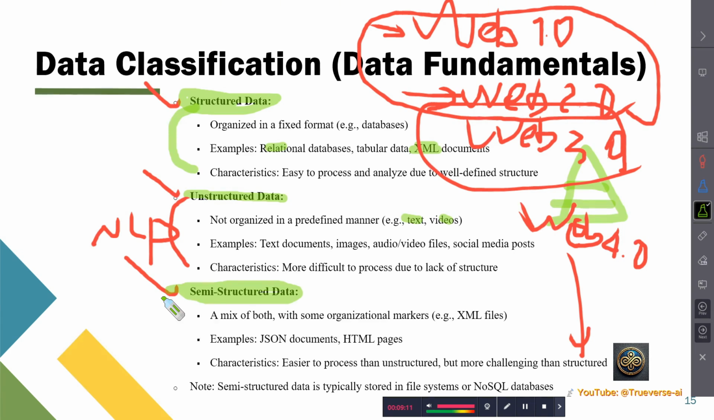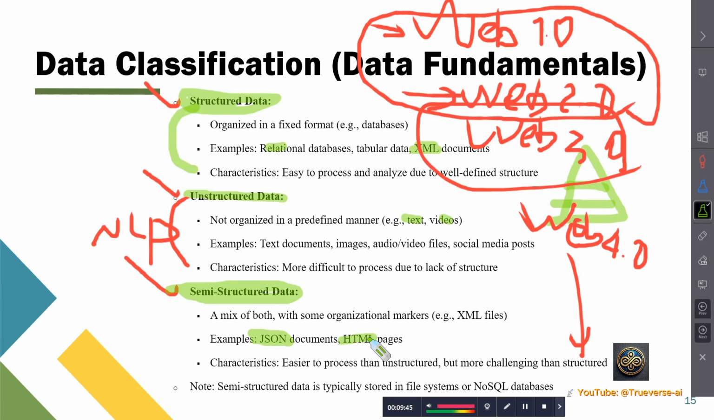Semi-structured data is a mix of both of the above. It contains organizational markers that make it easier to analyze than unstructured data, but it is not as rigid as structured data; it is somewhere in between. Think of documents like JSON or HTML.